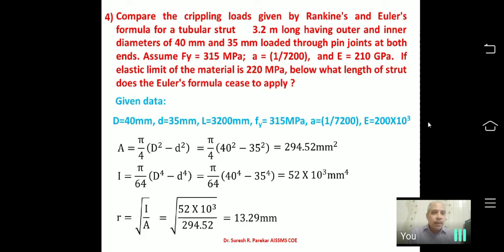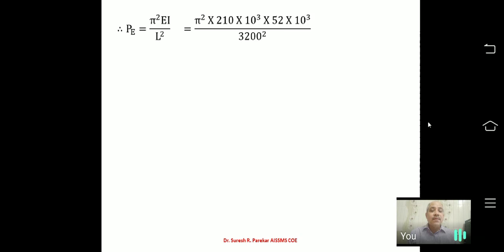Now here we have again pin joints at both ends, means our L effective equal to L. Here we have same value of L. So we have calculated this R, and after R we have Euler's formula P equal to pi square EI upon L square. If we substitute this, then I will get value of P 10.53 into 10 raised to 3 newtons.